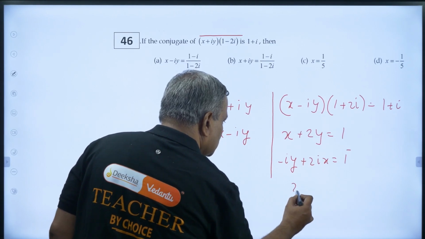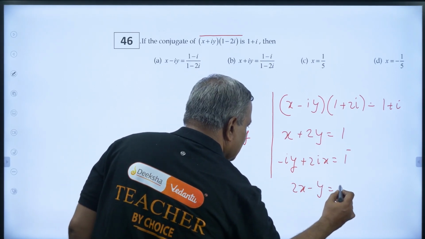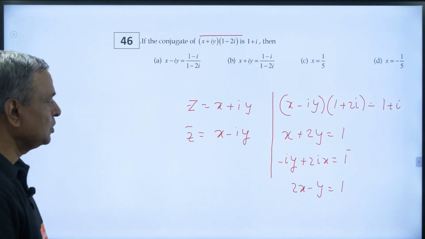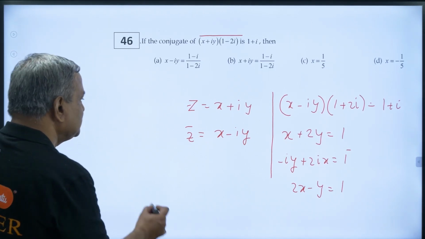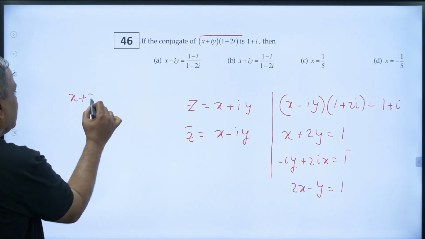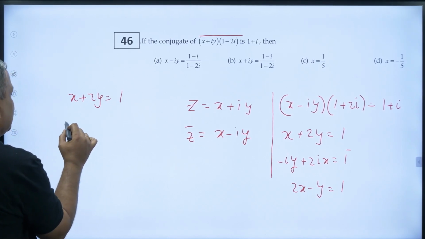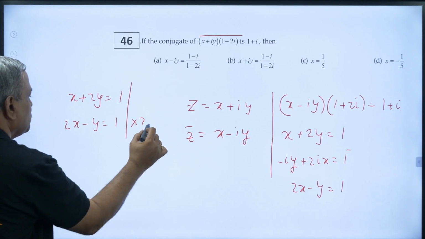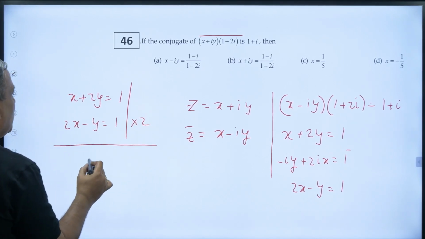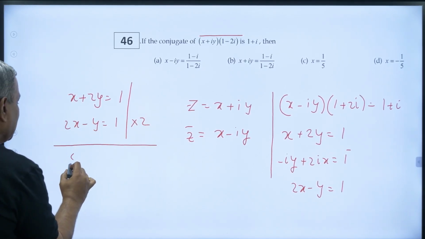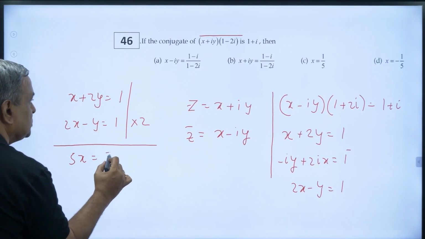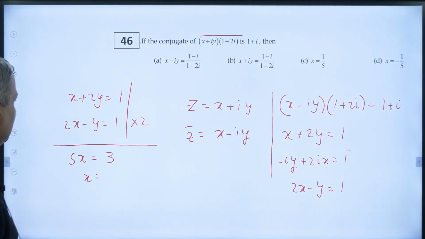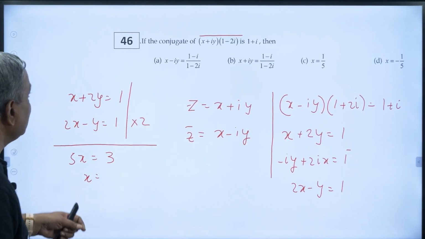So what do we get now? 2x minus y is equal to 1. So we got two equations: x plus 2y is equal to 1 and 2x minus y is equal to 1. We multiply by 2 and add. So what do we get here? x plus 4x... 5x is equal to 3. x is equal to 3 by 5. Somewhere I made a mistake, it is 1 plus 4x, that is 5x.